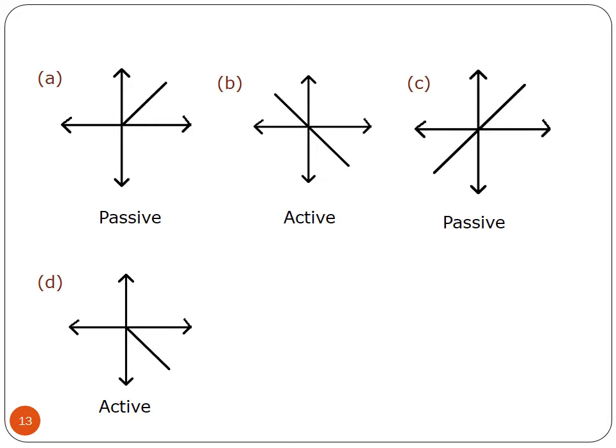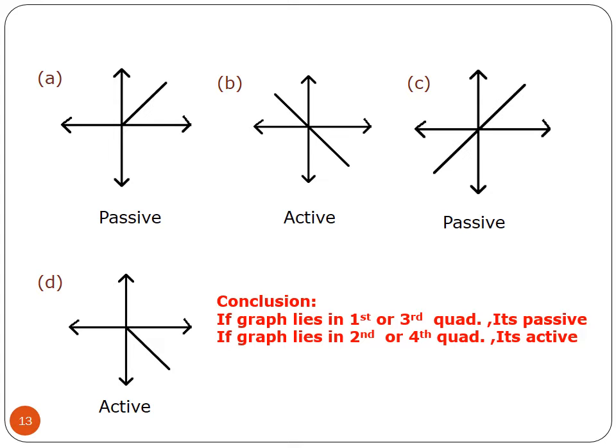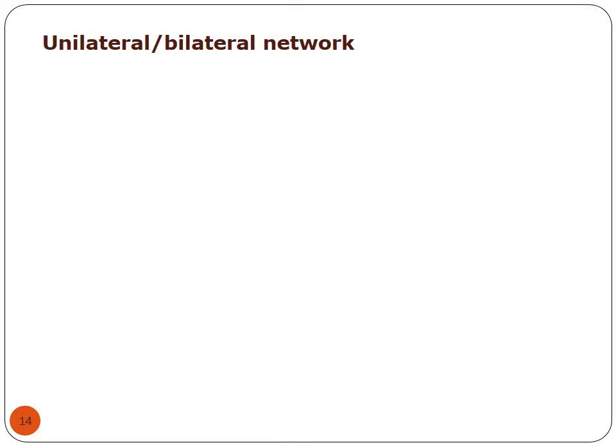So, how can we easily decide whether the slope is positive or negative? The conclusion from this analysis is that if the graph lies in the first or third quadrant, every time the slope is positive, so it's a passive element. And if the graph lies in the second or fourth quadrant, it's called an active element. So students, mind well, if the graph lies in the second or fourth quadrant for a while, then also it's called an active element. So by this you can categorize whether the network is active or passive.